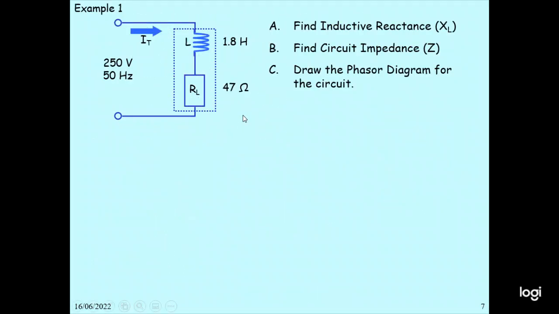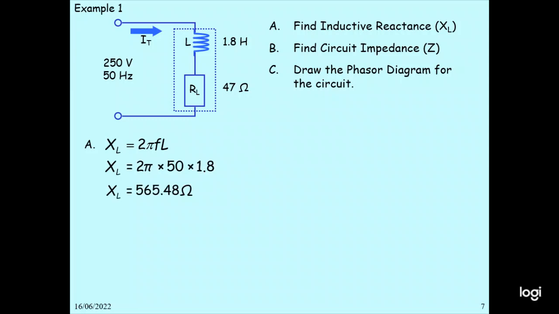Example 1: the supply voltage is 250 volt. A 47 ohm resistor and an inductor are connected in series. Find the inductive reactance XL, find the circuit impedance Z, and draw the phasor diagram for the circuit. XL is 2 pi f L, so we calculate that.